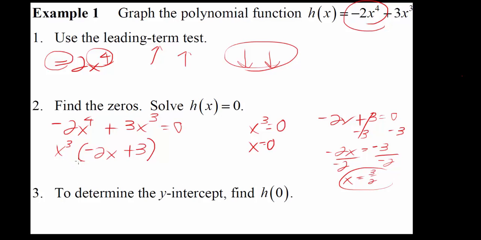In step 3, I'm determining my y-intercept by finding what h of 0 is. I'm basically just plugging 0 in for my x's. So negative 2 times something to the fourth plus 3 times something cubed. Well, that something is going to be 0. That's what I'm plugging in. So 0 to the fourth is 0, 2 times 0 is 0, and 0 cubed is 0, and 3 times 0 is 0. So y equals 0. That y-intercept is (0, 0).